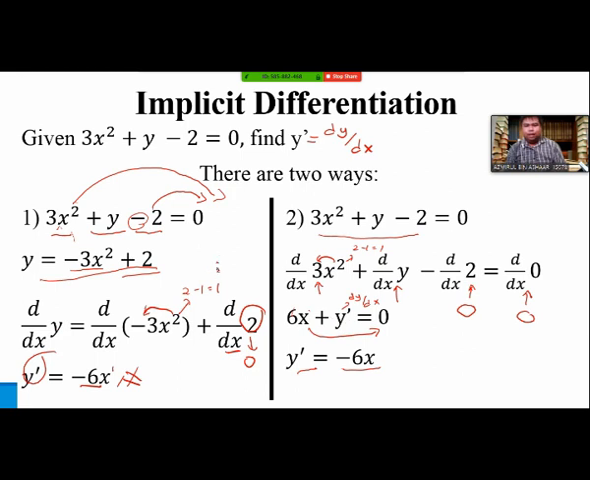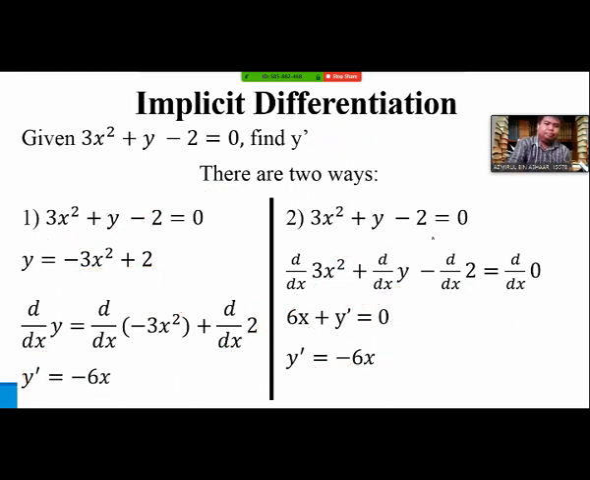Okay. There are two ways. You can do like this one, or you can do like this one. Which one do you really find easier? First, you move overall first, and then you differentiate. Or you no need to move. Tak perlu move ni, tak perlu pindah-pindah. Terus differentiate macam biasa. At the end, you move the 6x and it will become negative 6x. Okay.